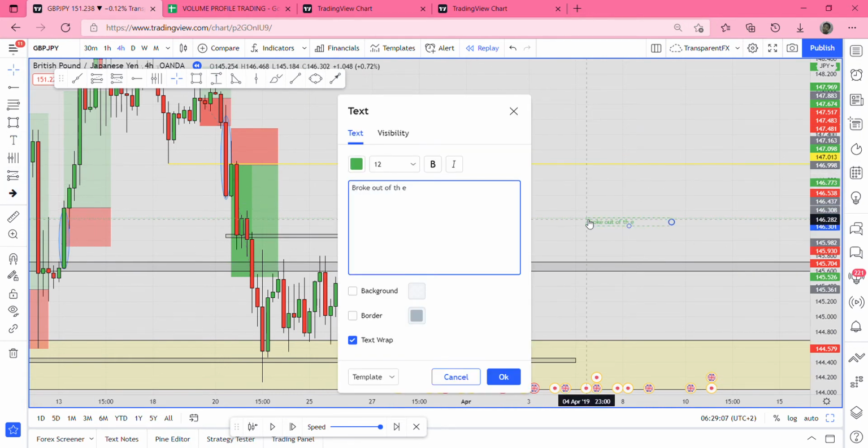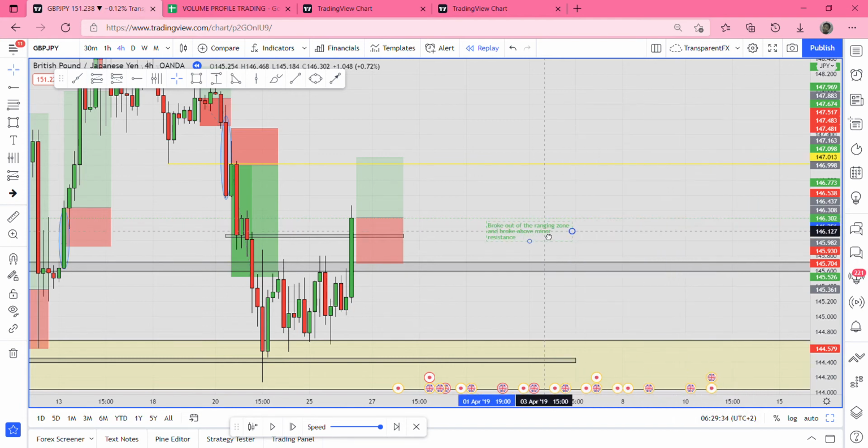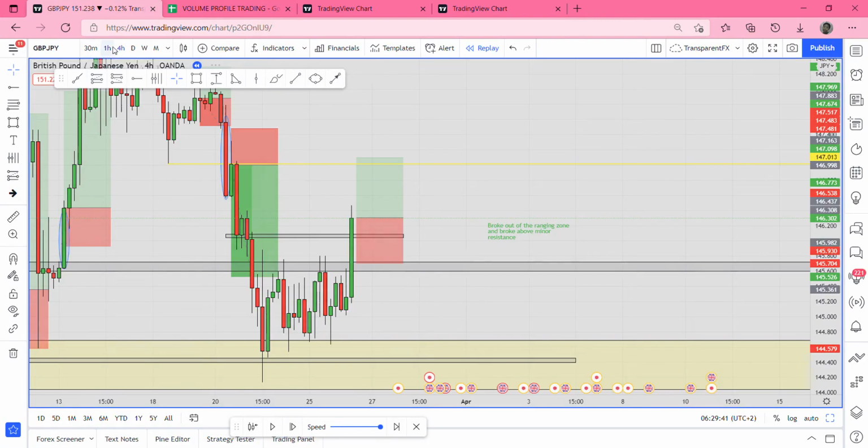Broke out of the ranging zone, right? We broke out of the ranging zone and broke above what I want to call minor resistance. My spelling is so great today. Cool. Right? Alt S that. Save that. Head down to a lower time frame.